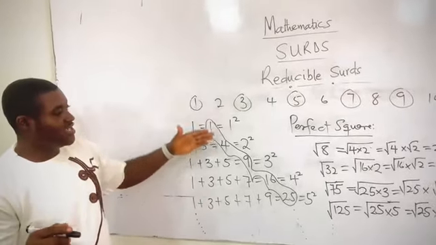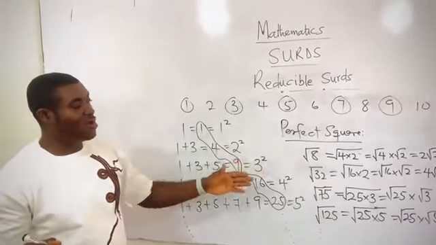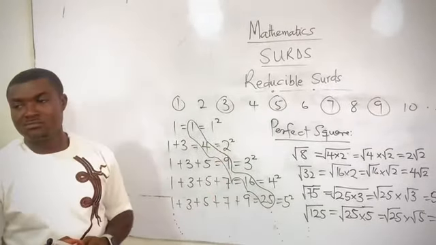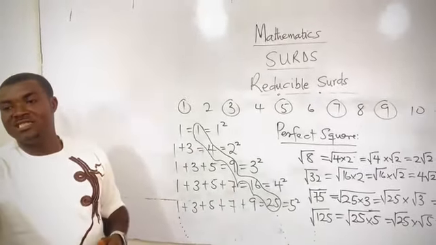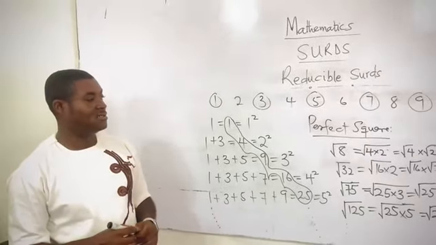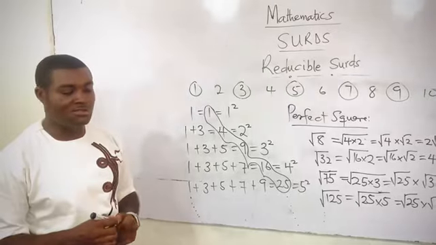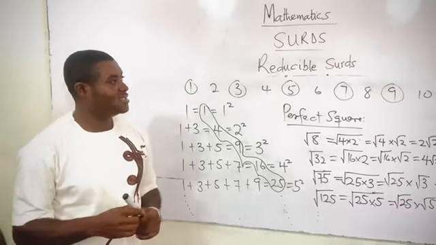From whatever we have learned so far, what other name will you give to perfect squares? Yes, Benita. Square numbers. Good. Thank you very much.